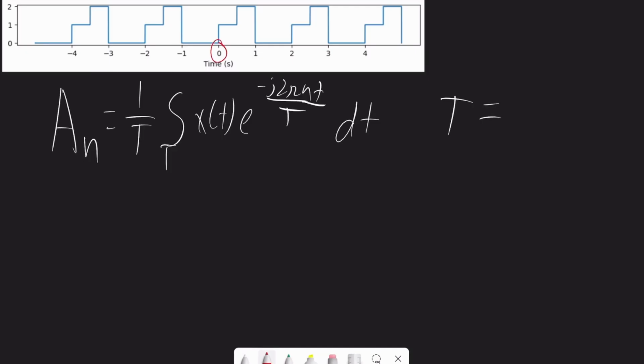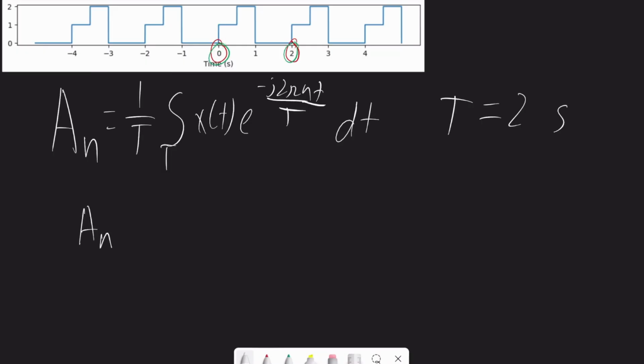So we start with the first pulse at t equals 0, and the next pulse happens at t equals 2. So the period is 2 seconds. Next, we need to determine an interval to integrate over. Well, the interval between 0 and 2 is the easiest one because one of our bounds is going to be 0.